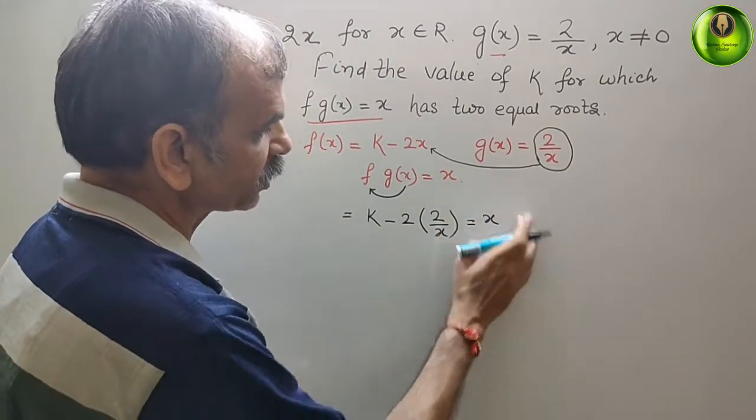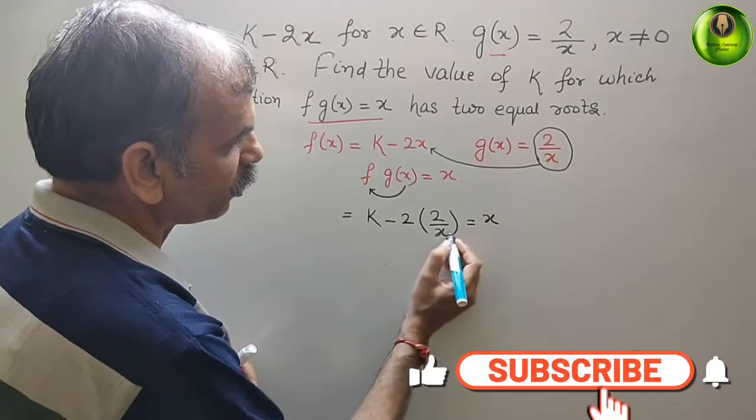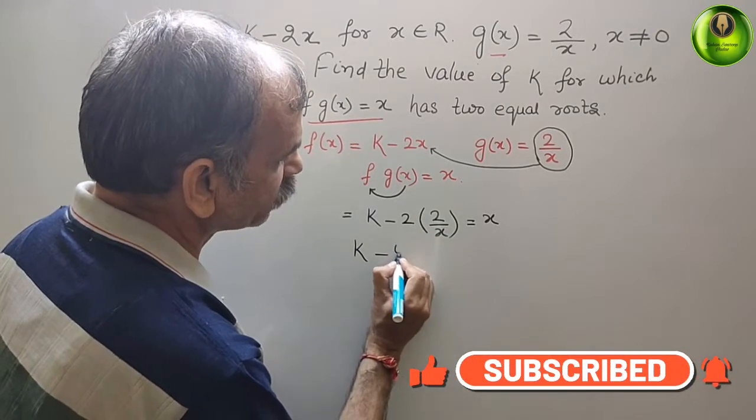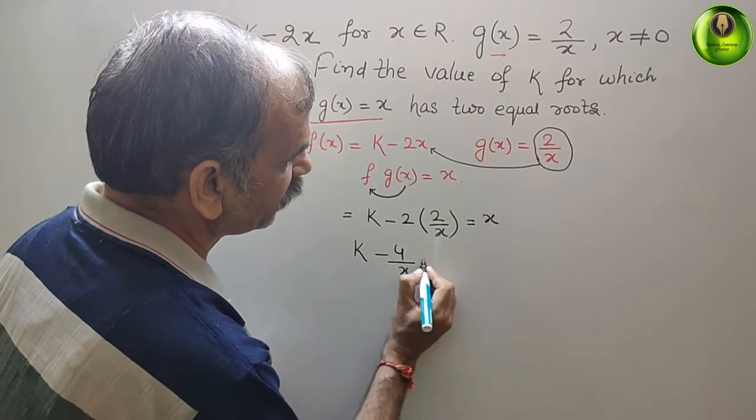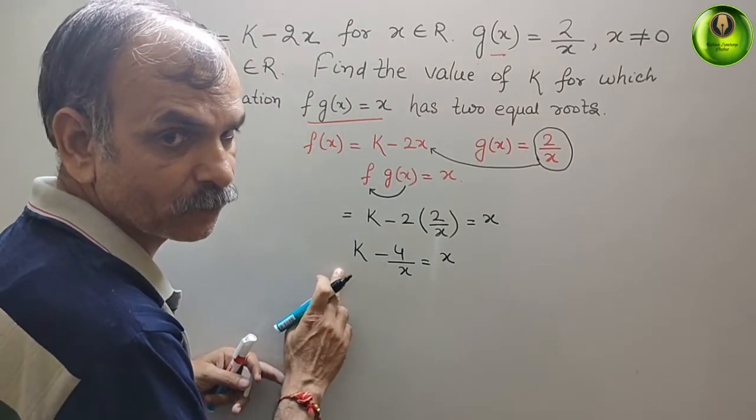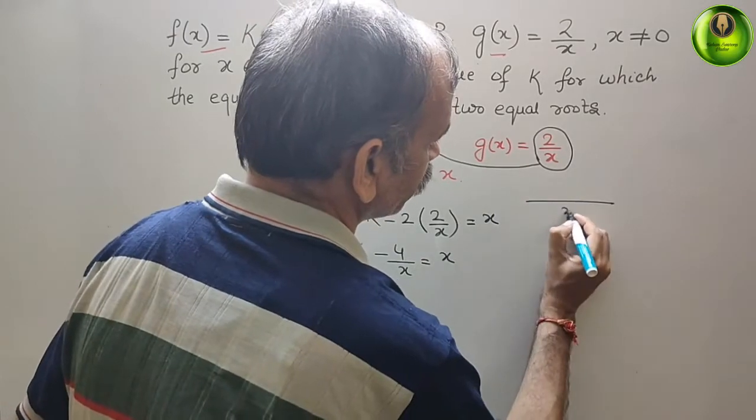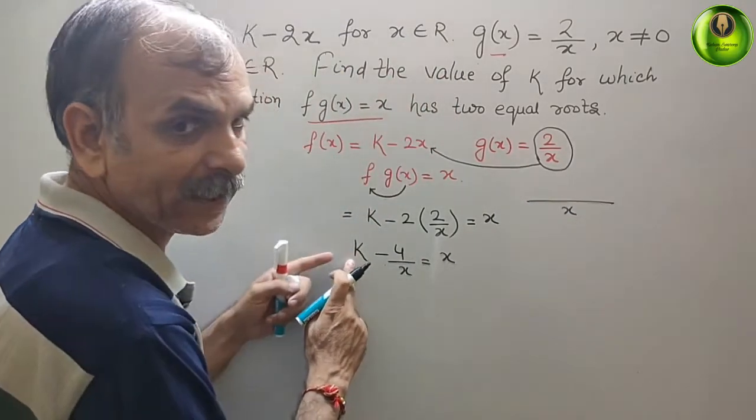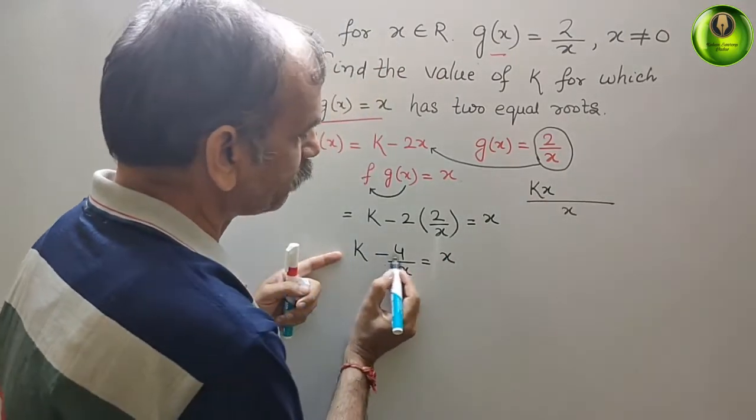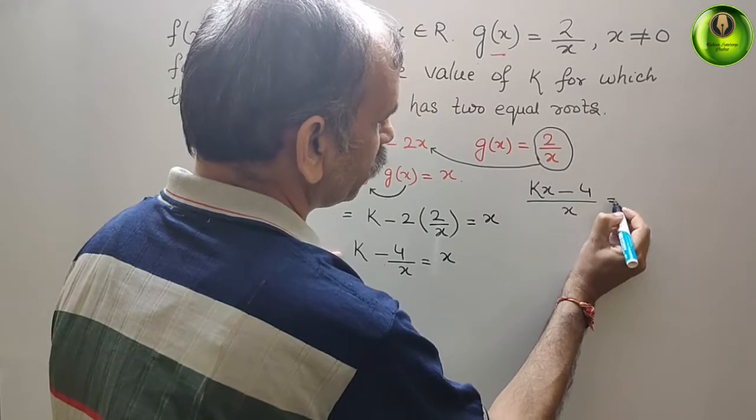If you solve this, what you will get? So here if you solve this, you will get k minus 4 by x is equal to x. Take the LCM this side. So what it will be? LCM is x. So here you will get kx minus 4, that is equal to x.